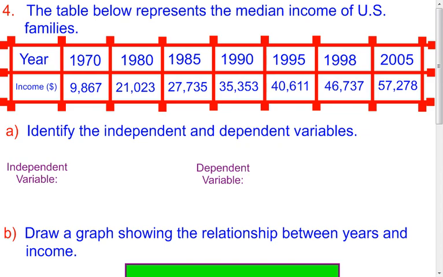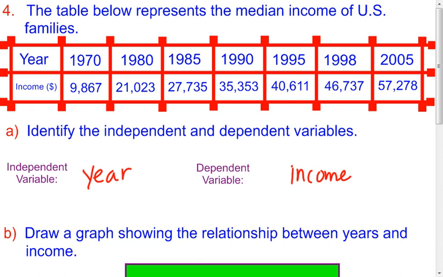All right, here is a real life situation. This represents the median income of United States families. Okay, so the middle income of U.S. families. I want you, first of all, to identify the independent and the dependent variable. And obviously, income is changing as time passes because there's inflation and all that good stuff. So I can't really figure out what my income's going to be until I know how much time has passed. So in this case, your income is your dependent variable, and your year or your time is your independent variable.